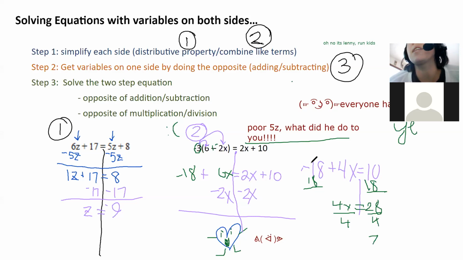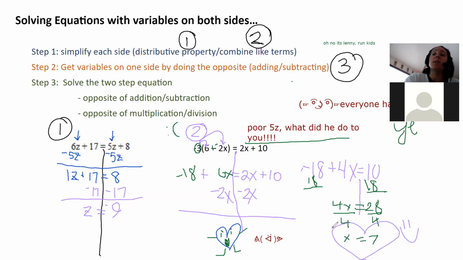Yep, look at that. Then we divide by 4 and we get x equals 7. Perfection. Very good. Woohoo. That is right. Very good.